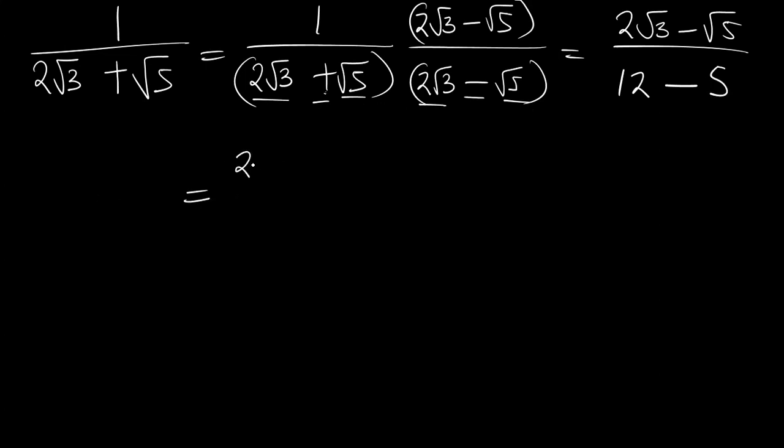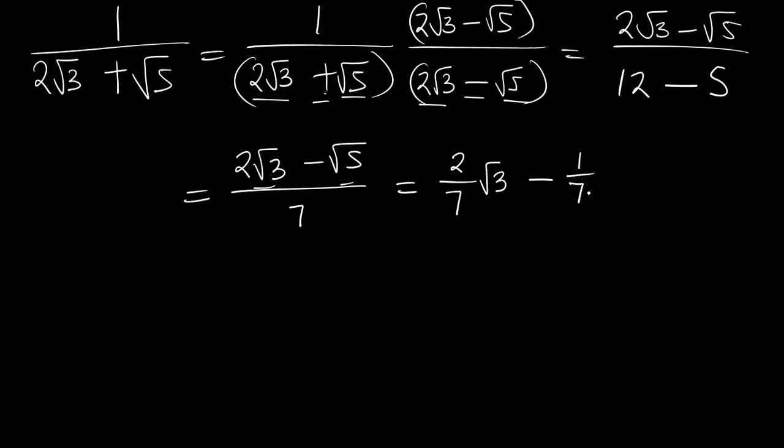Just like you say 2 root 3 minus root 5 divided by 12 minus 5 is what? 7. Simple. Now this can also be expressed as 2 divided by 7 root 3. That is using this denominator to divide each of these terms. So minus 1 all over 7 root 5. Simple. That is it. That is the final solution to that particular problem.